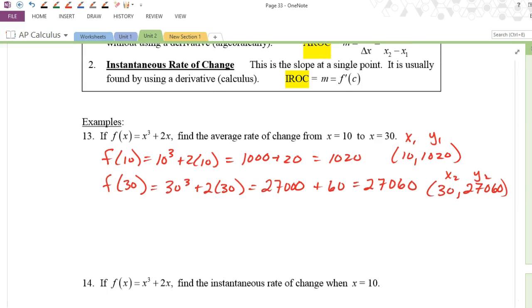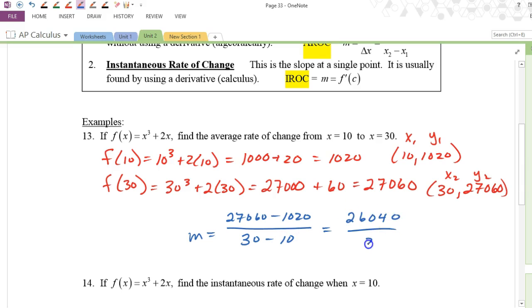Then I just use the slope formula for that. So it's y2 minus y1 over x2 minus x1. So m is going to equal 27,060 minus 1,020 over 30 minus 20. Sorry, I did some adding in my head. 30 minus 20 is 10, thank you. 26,040 over 20, and I bet that simplifies. 1,302, which is a very steep slope.